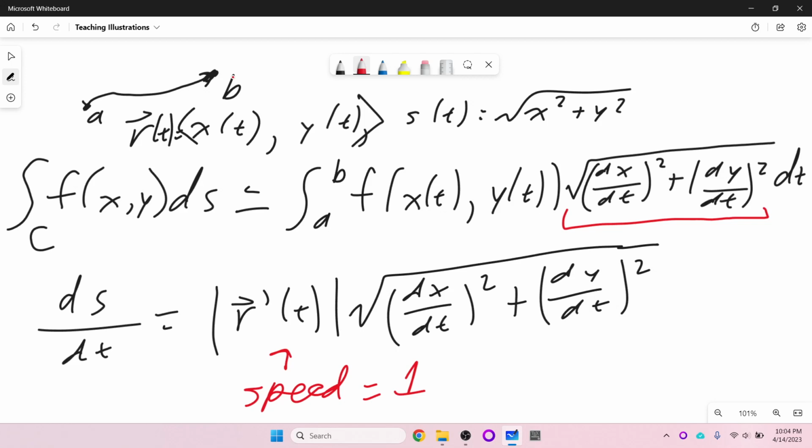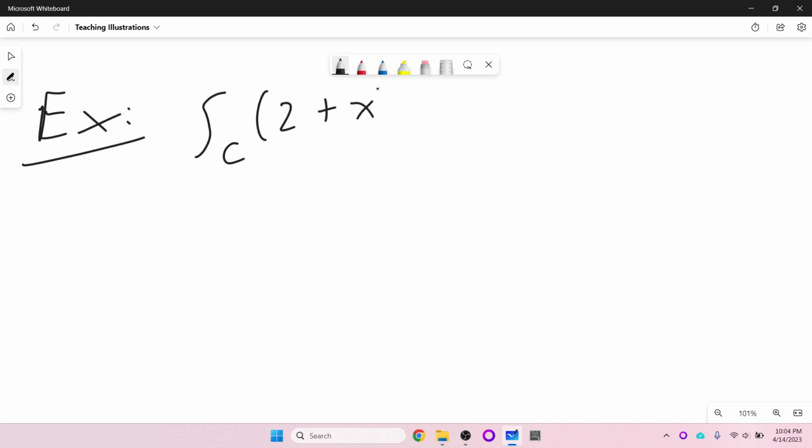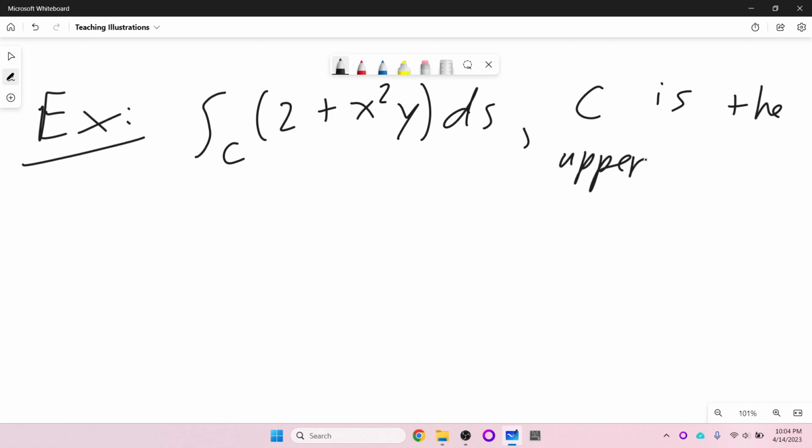All right, so enough theory. Let's get into some examples. How do we do this? Okay, so example here. Let's say we want to integrate along the path C the function 2 plus x squared y ds, where C, we have to say what C is, what path we're integrating over. The upper half of x squared plus y squared equals 1.